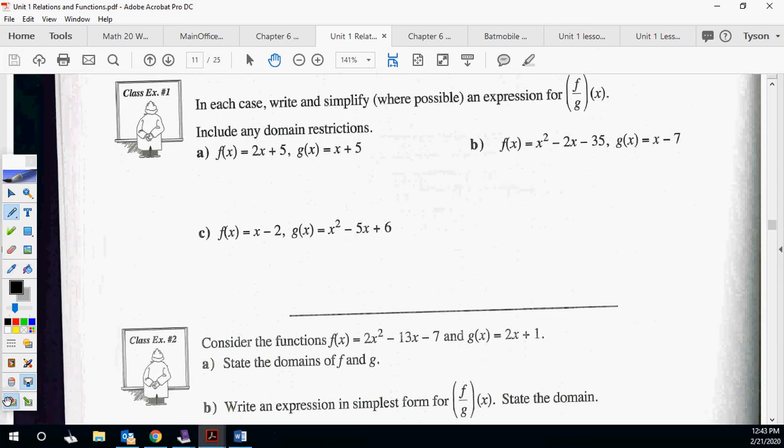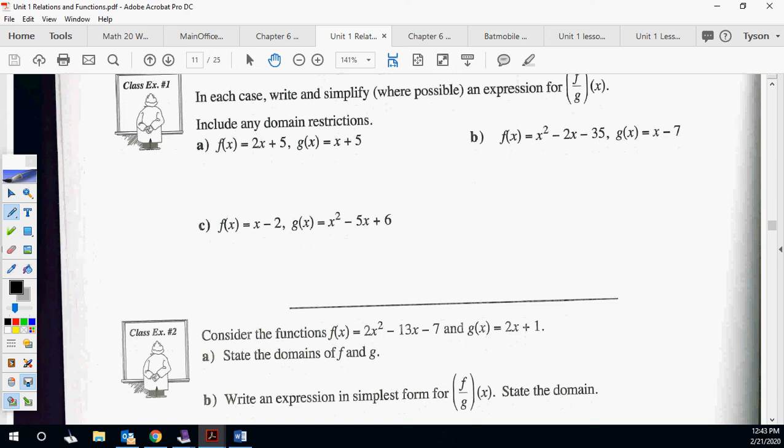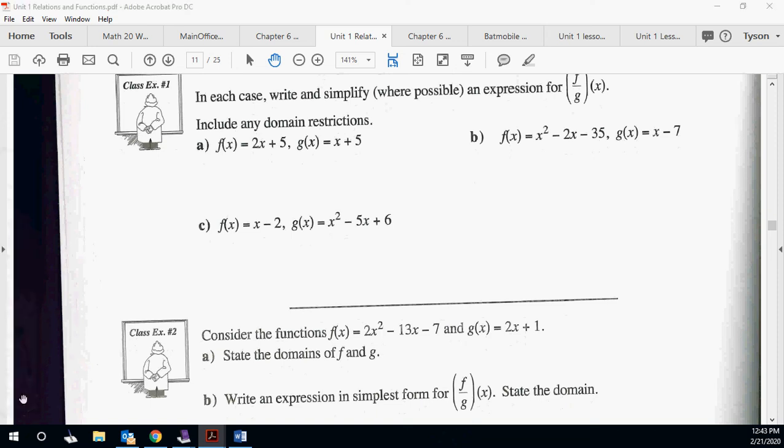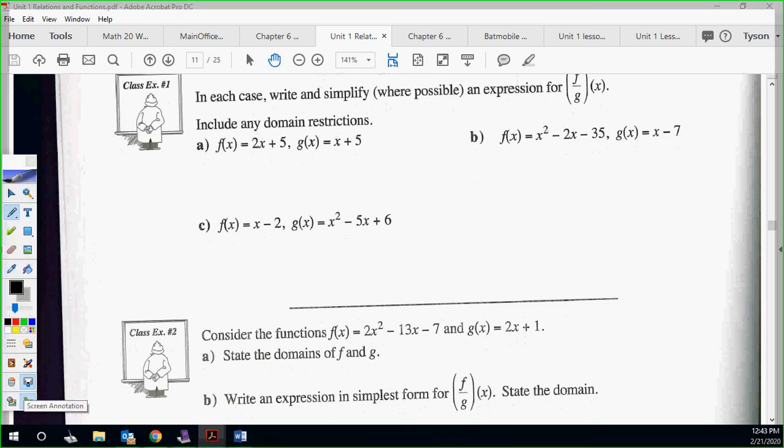Does f over g include any domain restrictions? So we have 2x plus 5 over x plus 5. There's no simplifying to do here, but for your domain restriction, x can't be negative 5.